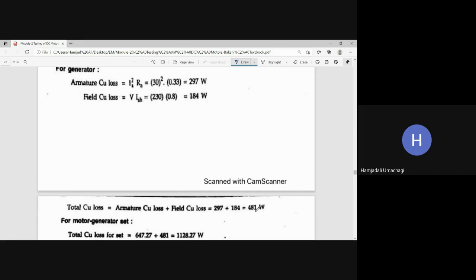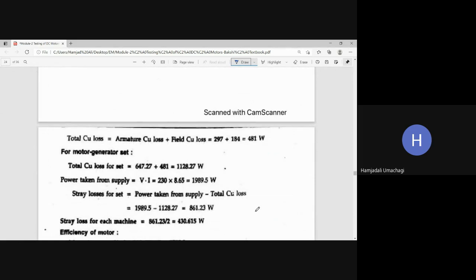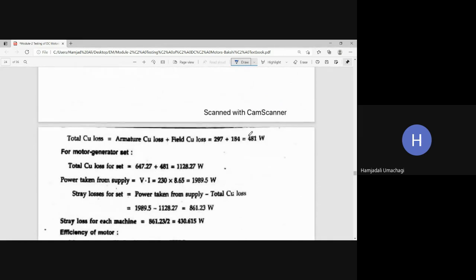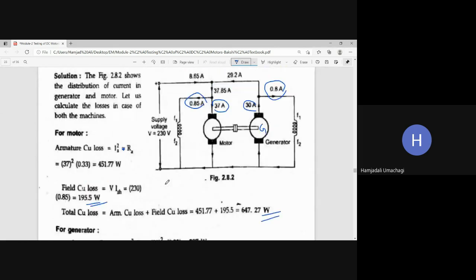Now after individually calculating the losses for the motor and generator, we will calculate the things for the motor generator set. Total copper loss for the set means copper loss of the motor plus copper loss of the generator, that is 647.27 plus 481. So total copper loss for the set is 1128.27. Power taken from the supply is voltage V, that is 230, into current, which is 8.65. This is the current taken from the power supply. So the VI value will be 1989.5 watts.